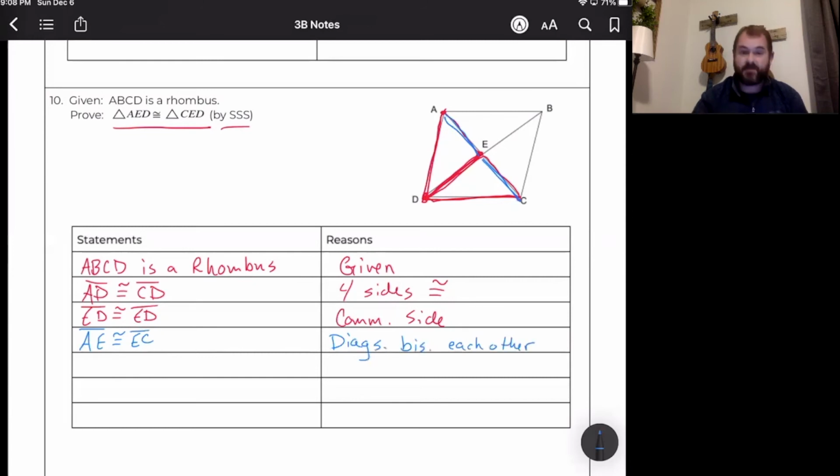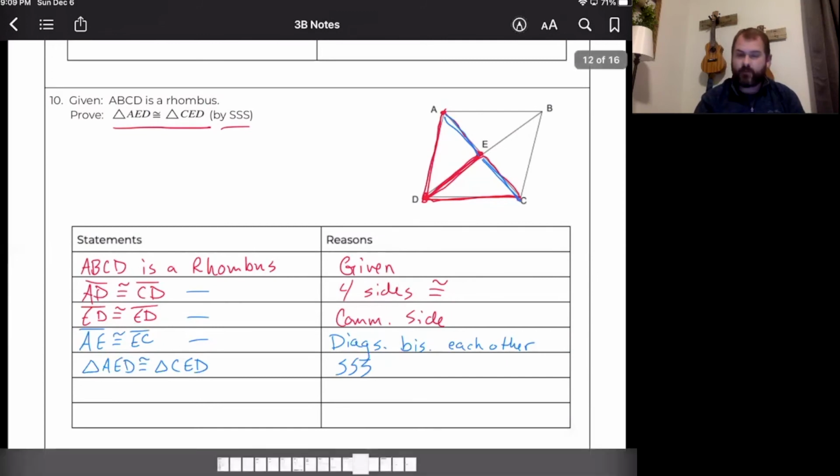Okay, there's my pairs of side, side, side. So I can say side, side, side congruence for these triangles. So triangle AED is congruent to triangle CED by side, side, side. And that finishes that proof.